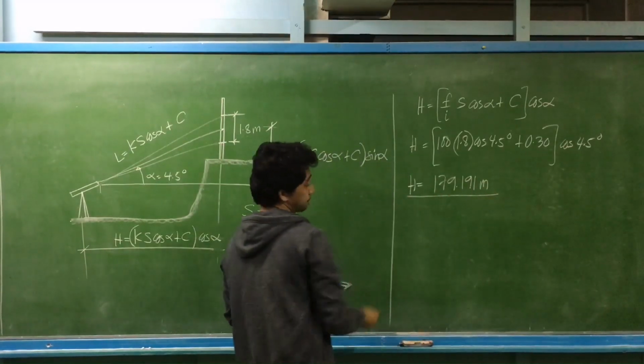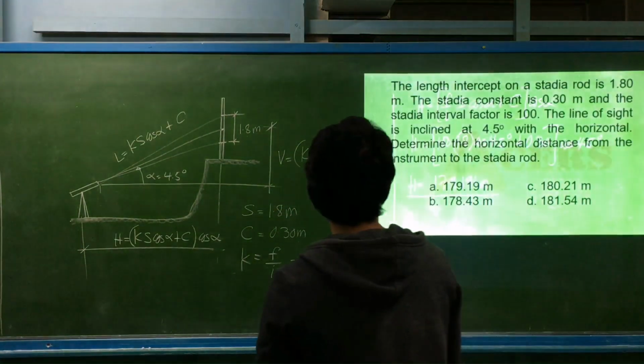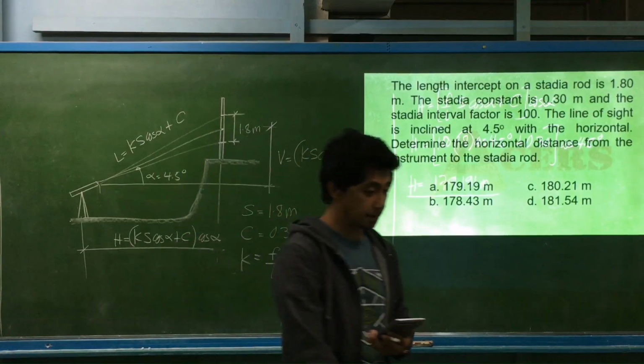So we'll be having a horizontal distance of 179.191 meters. Check natin sa choices. 179.19. We have letter A.